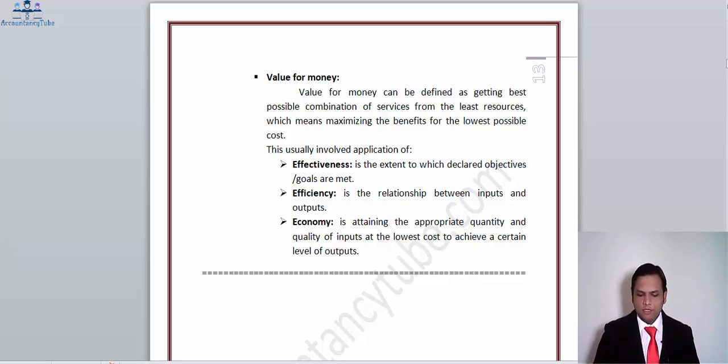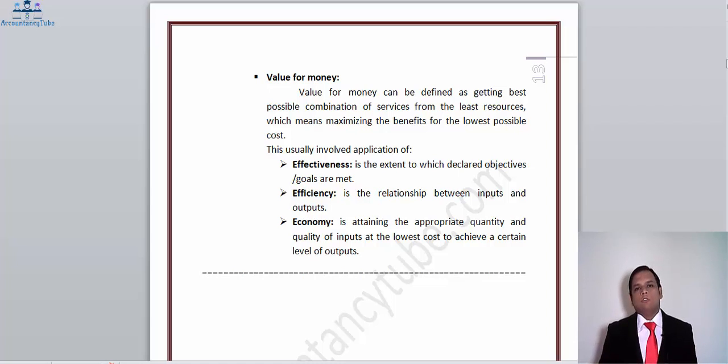Firstly, we have effectiveness, which is the extent to which declared objectives or goals are met. It means the purpose for which the project is started or the investment has been made or the fund is made available. How much of that purpose is achieved by doing the project. That's called effectiveness.